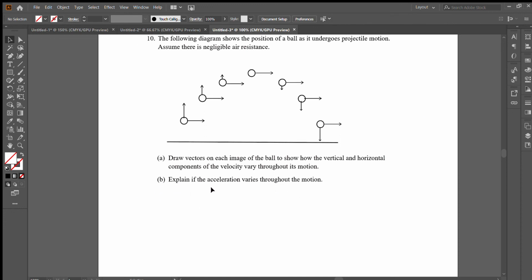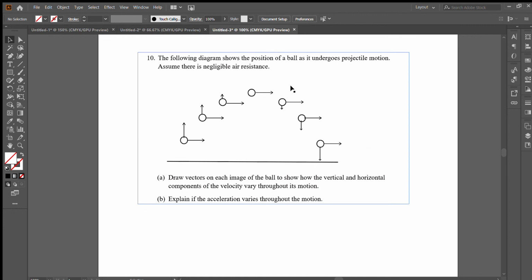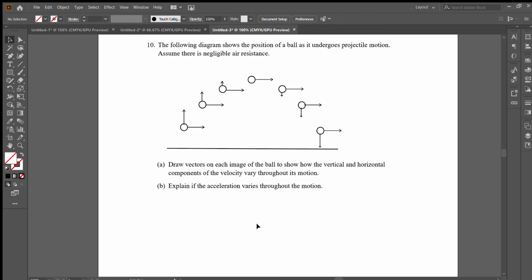Part B, we're explaining if the acceleration varies throughout its motion. Now here again we're in the absence of air resistance, so the only force acting on the ball is the force due to gravity. So the acceleration of the ball will be constant the whole time, therefore it'll be a constant vertical force acting downwards. The acceleration will be negative 9.8, and there is no variance in the acceleration.